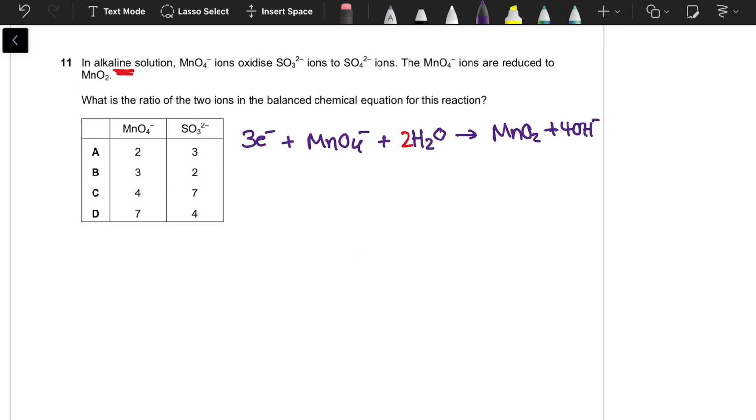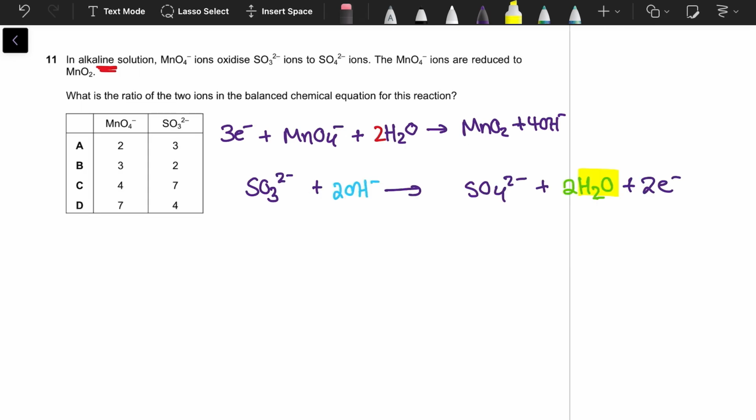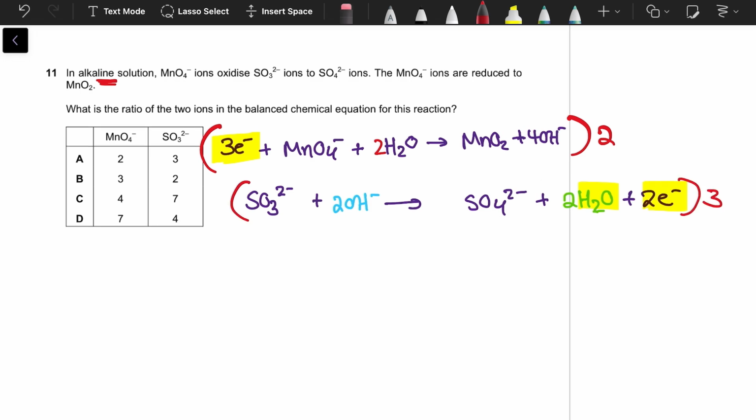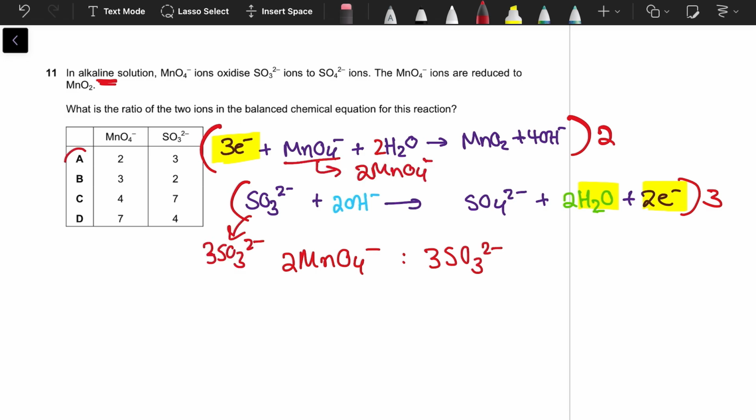Let's write the equation for oxidation of SO3 2- ions. However, as you can see, we can't really directly combine the two equations because there's 3 electrons up here and 2 electrons down here. So before we can combine the two, we're going to have to multiply this by 2 and multiply this by 3. 2 MnO4- to 3 SO3 2-, 2. And the answer, therefore, is A.